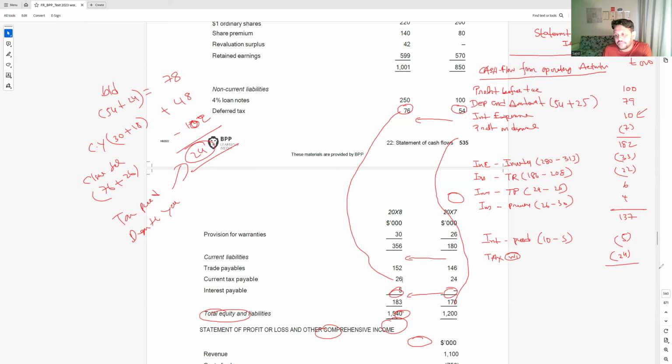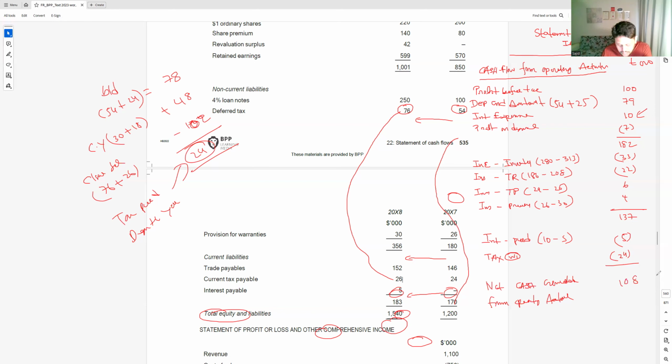So now I have 137 minus 5 minus 24, and that will tell me net cash generated from operating activities. So net cash generated from operating activities. So 137 minus 5 minus 24, and that will give me 108.